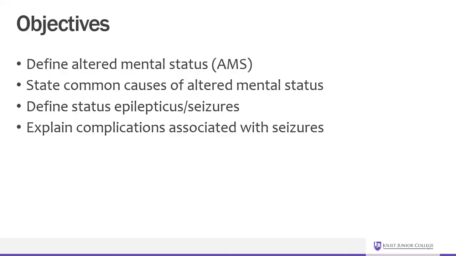As we always do, we start our presentations by going over our objectives, and we want to define altered mental status. And I'm not just going to give you a textbook definition of it, but more really what we're going to do is go through scenarios, especially scenarios based on seizures that can clue us in on altered mental status. We're going to talk about some of the common causes of altered mental status, and that is really going to focus on our AEIOU tips. We're going to go through seizures and status epilepticus, and then some of the complications associated with those seizures.